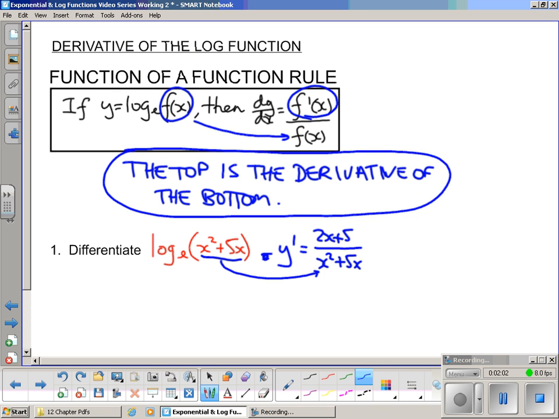The function comes down and is on the bottom, and the top is the derivative of that bottom in the differentiated version.